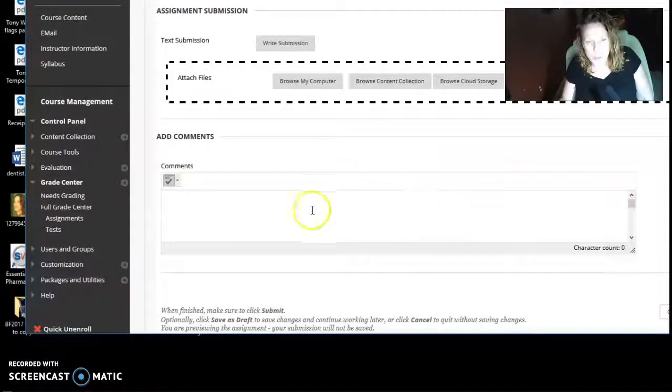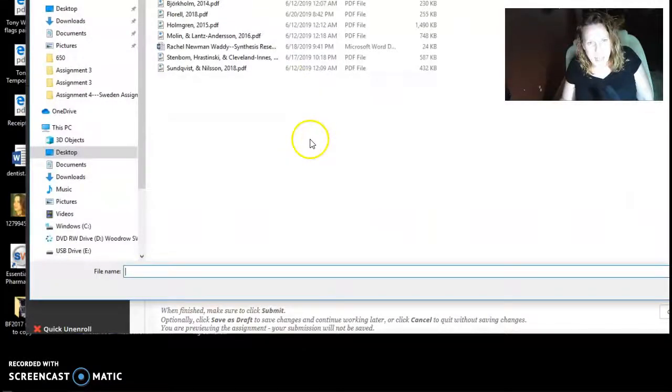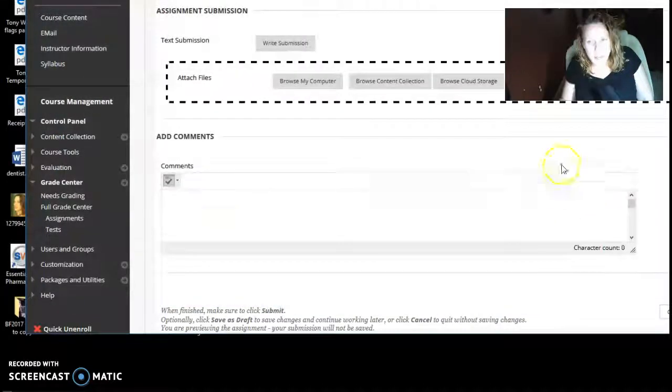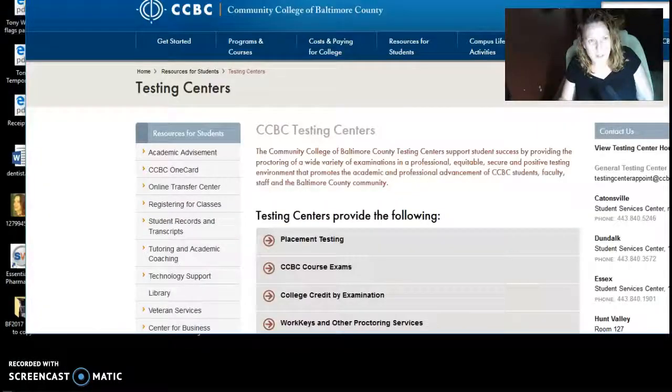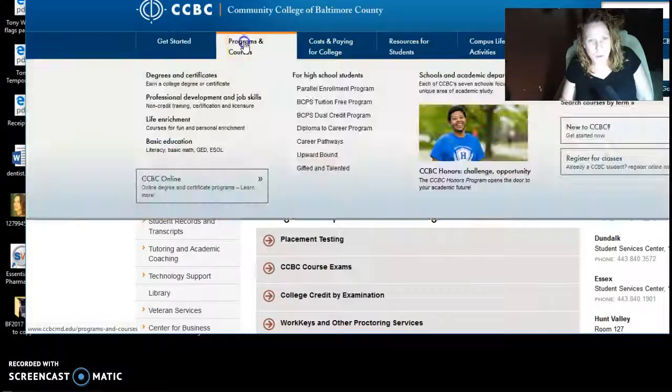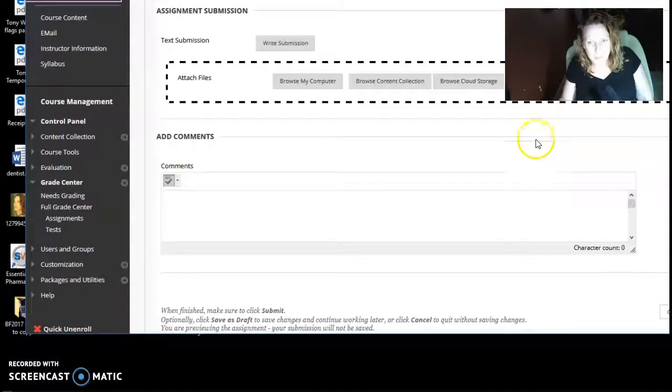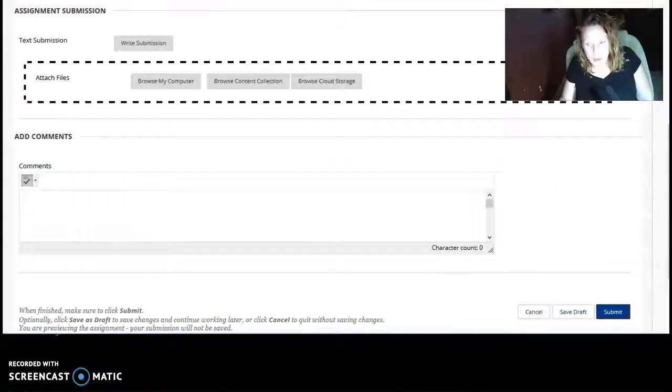So what you would do is you would write this up in Microsoft Word, click on Browse My Computer, and then grab the Microsoft Word document, click Open, and hit Submit over here. And you can't see it from where you were, but it was over in the right-hand corner. Here we go. So over here in the right-hand corner, you can hit Submit after you've submitted it.